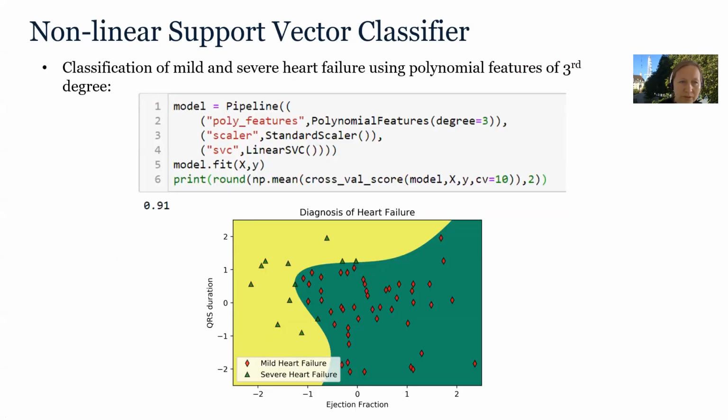So here is how we implement a nonlinear support vector classifier in scikit-learn. We will do it as a pipeline of a feature transformation and a linear SVC. In this case, we have a polynomial feature transformation of third degree, followed by the standard scaler to normalize the features, and then followed by a linear SVC. And you can see that we've got a beautiful nonlinear boundary to separate mild and severe heart failure patients.